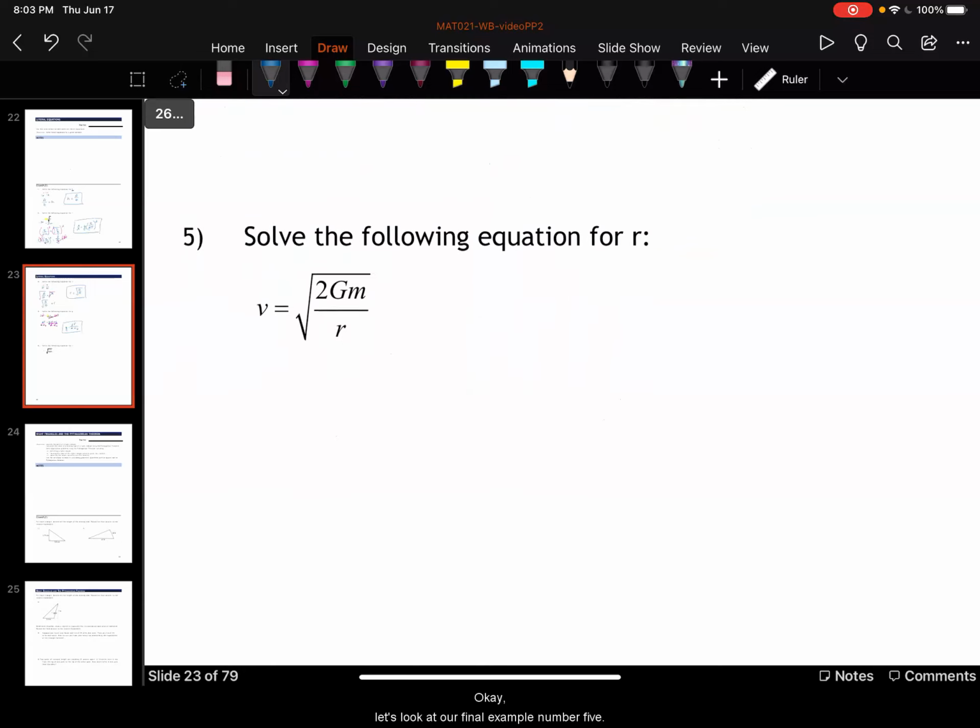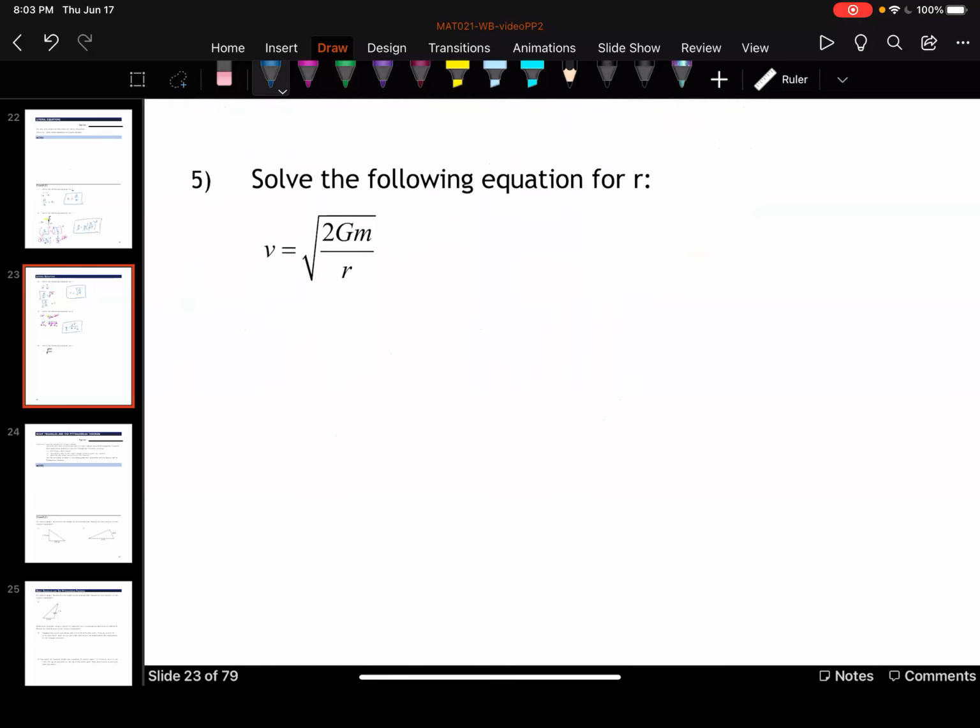Okay, let's look at our final example, number 5. For number 5, we have the formula V equals the square root of 2GM over r. And notice here you have a capital G. When you do these, if something is capitalized, you have to leave it capitalized. You cannot change it to a lowercase. The case in formulas is important. You cannot change it.